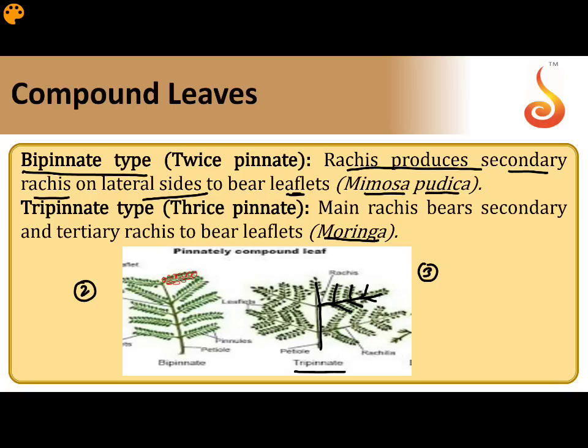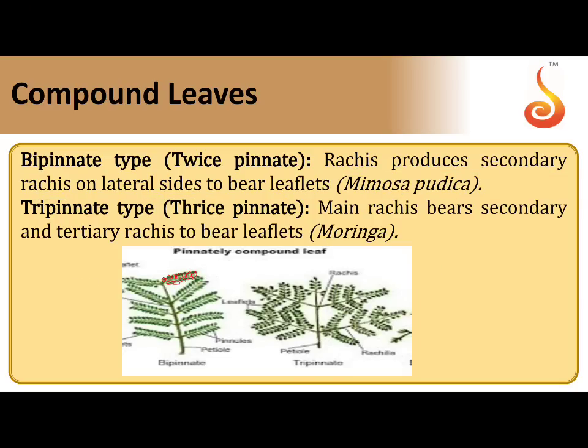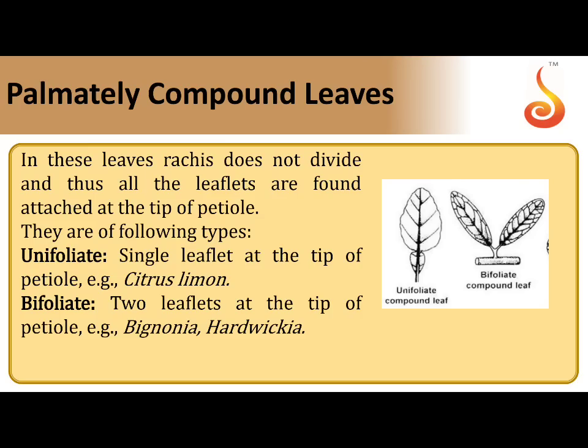Understand one thing, students. Imparipinnate and paripinnate can be present in unipinnate leaf, bipinnate leaf and tripinnate leaf. Now if you look at this diagram very closely, you can see an odd number of leaves being present. It means this moringa is an imparipinnate, tripinnate type of leaf. So I hope you have understood the concept properly of unipinnate, bipinnate and tripinnate.